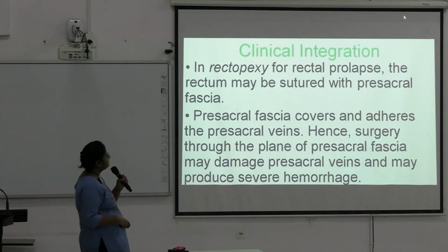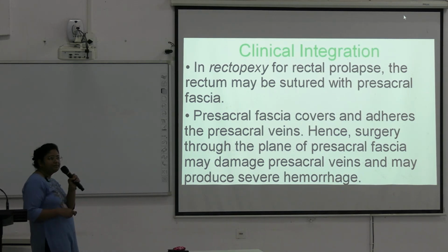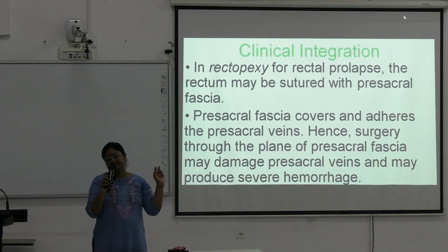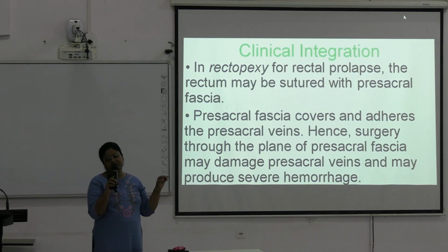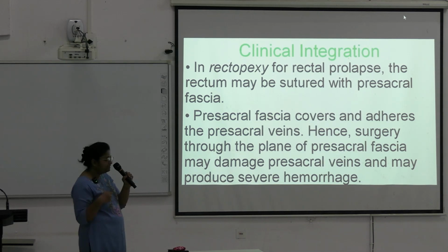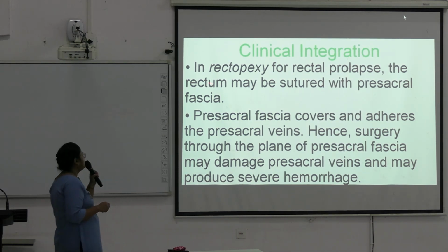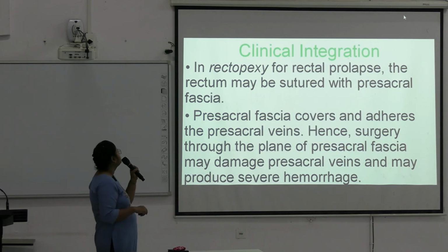Next, in rectopexy for rectal prolapse, okay, when there is rectal prolapse, you have to pull back the rectum to its original position, and you have to fix the rectum with the surrounding viscera so that it doesn't come down through the anal opening. That operation is known as rectopexy. So in rectopexy for rectal prolapse, the rectum may be sutured to the presacral fascia. That is the clinical importance of this presacral fascia.